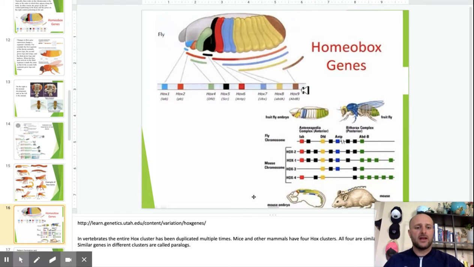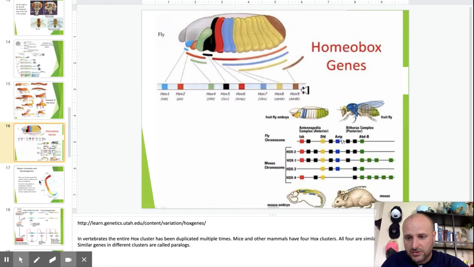The more complicated you get, typically you have more Hox genes. Lots of times the whole Hox cluster, like all of this, will be duplicated, and you'll get 2 of them. So instead of having 9 Hox genes, you'll have 18. And now you have all these more Hox genes that can do specialized things. That's kind of what's going on there.